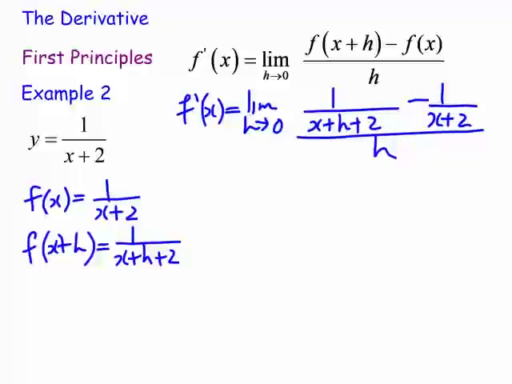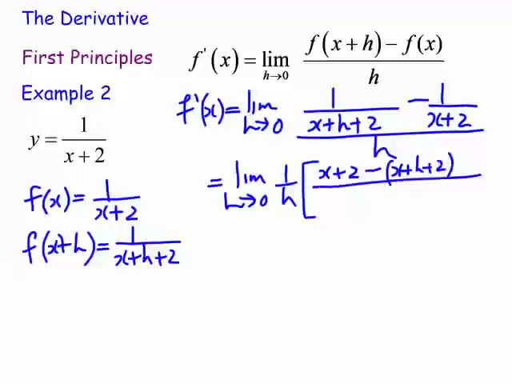Now this is an algebraic fraction problem, so we basically have to work out what is the top. I'll put a 1 on h at the front, take that 1 on h out, and we still have the limit as well, so let's put the limit in first. The limit as h tends to 0, take the 1 on h out, and then work out the algebraic fraction on the top. Let's just cross multiply: x plus 2 minus x plus h plus 2, all over the common denominator, which is going to be x plus 2 times x plus h plus 2. Now don't expand this out.